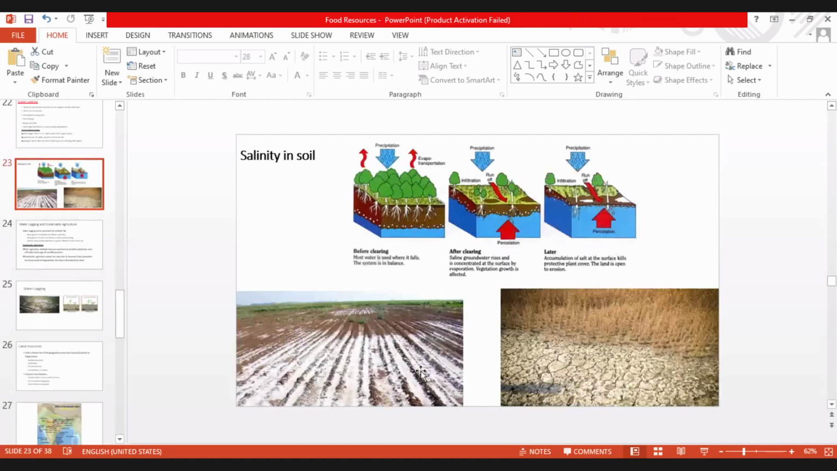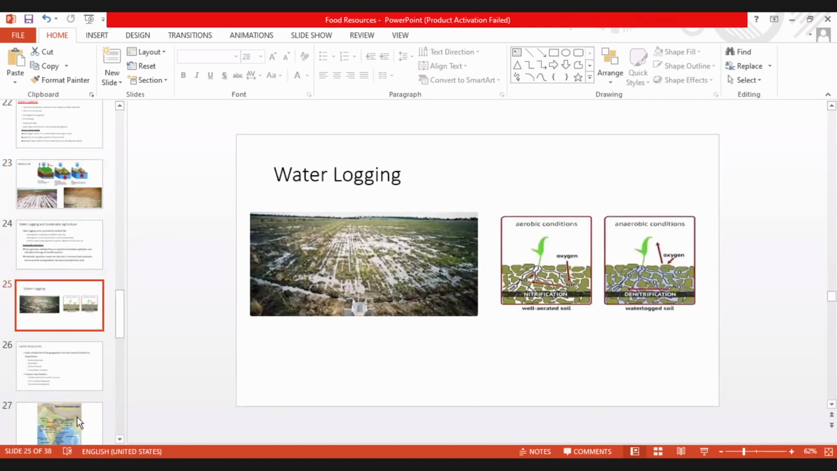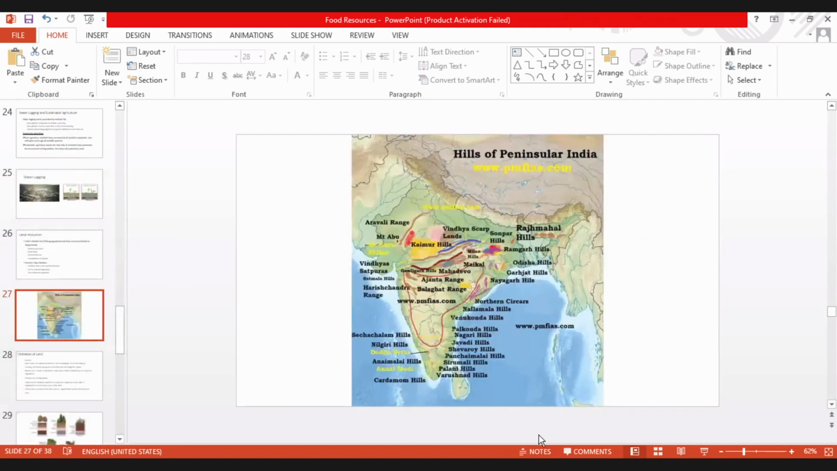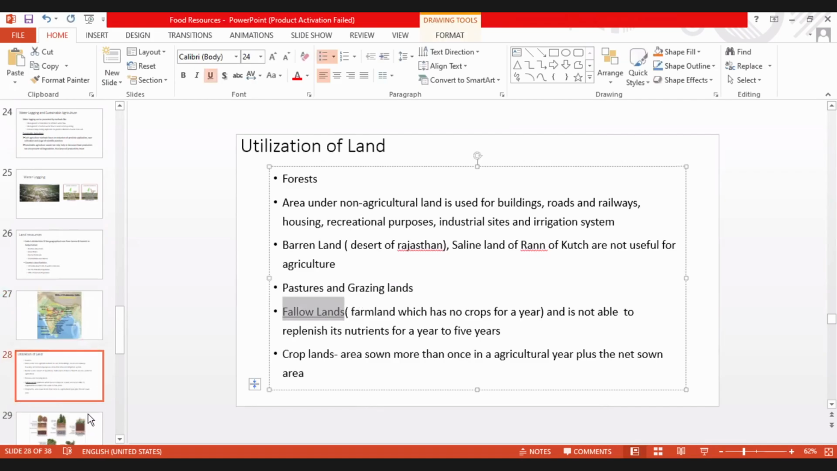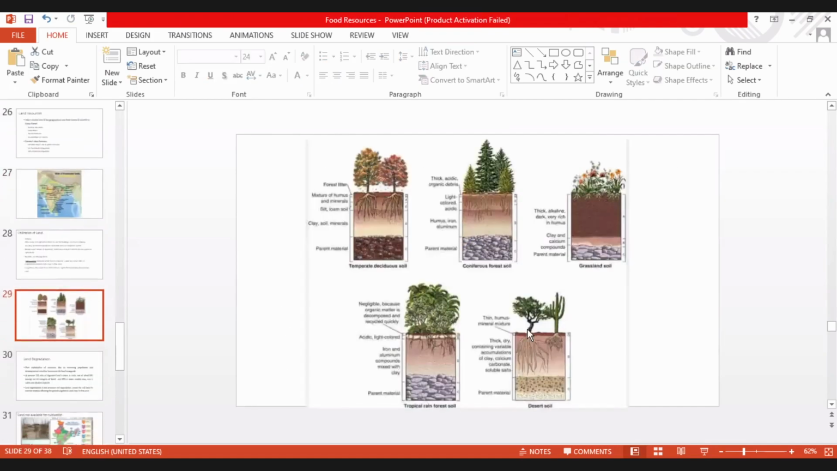So this was waterlogging, right? Salinity, then waterlogging, then here. This was the image I showed you. Like I told you, the Indo-Gangetic Plain and the Deccan Plateau are divided by these ranges: Ajanta, Maikal, Vindhya, Satpura, Aravali range. Then utilization of land, fallow land; we have covered the types of land, the types of soil and the types of vegetation. Forest litter is negligible here because organic matter is decomposed and quickly recycled.